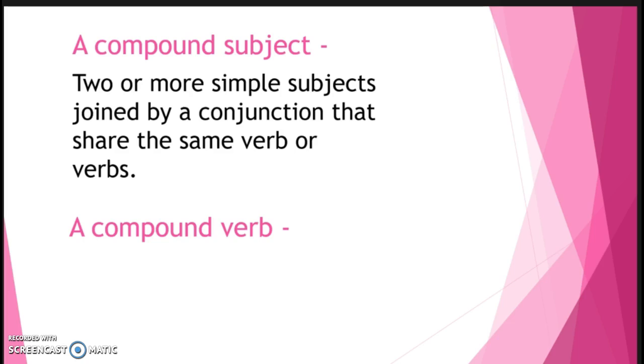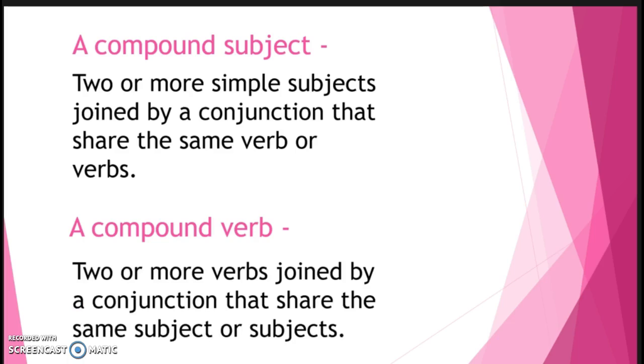So when you have two subjects doing the same thing, like Jim Bob and Sally Mae went to the store. We have two people, Jim Bob and Sally Mae, but they did the same thing. So that's a compound subject. A compound verb is when you have two or more verbs joined by a conjunction that share the same subject or subjects. So, if we say Jim Bob ran and jumped, Jim Bob is the subject, but he did two things. So ran and jumped are a compound verb.